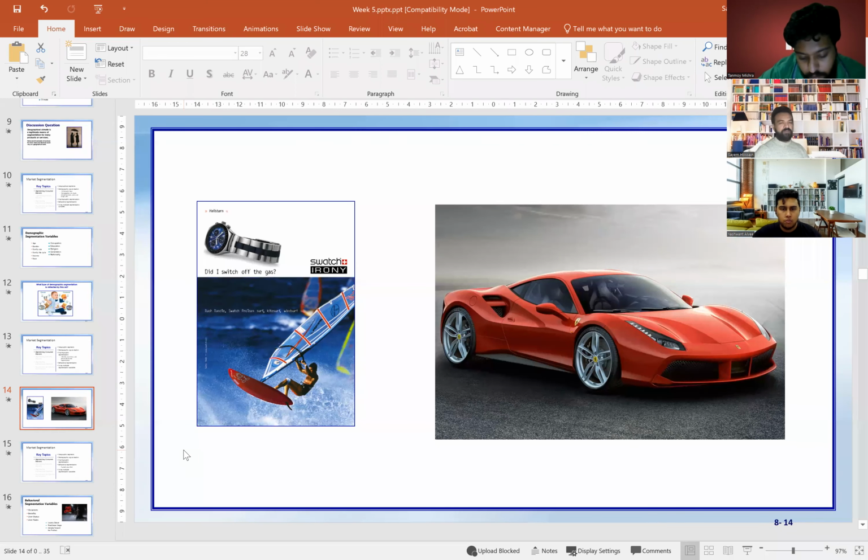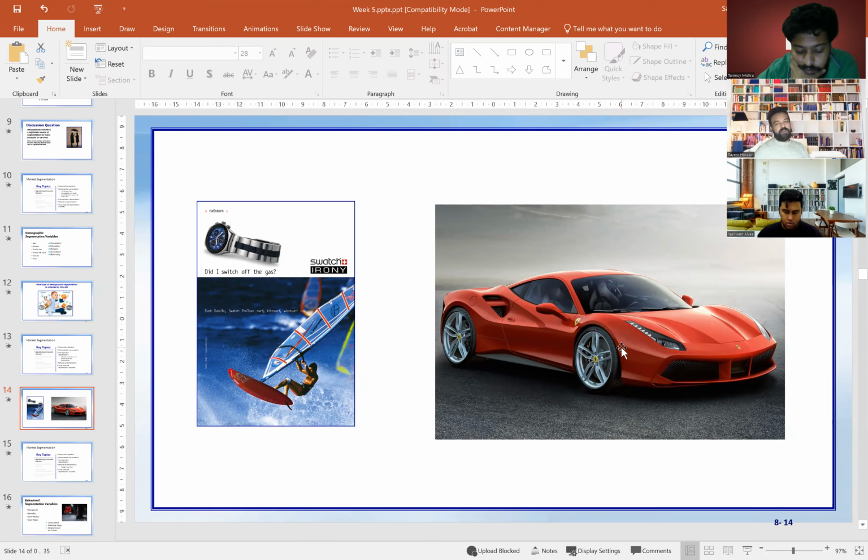As you can see on the left-hand side, we have Swatch. Swatch is a watch, and Swatch watches are popular, especially for those who are lovers of an active lifestyle, sporting activities, hiking, biking, riding. Swatch is mostly popular among the group of people who prefer an active lifestyle. They love to go out and do physically challenging activities.